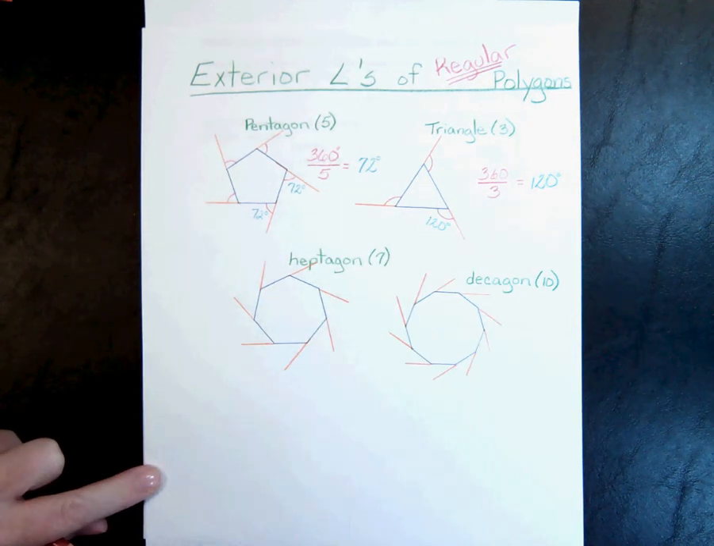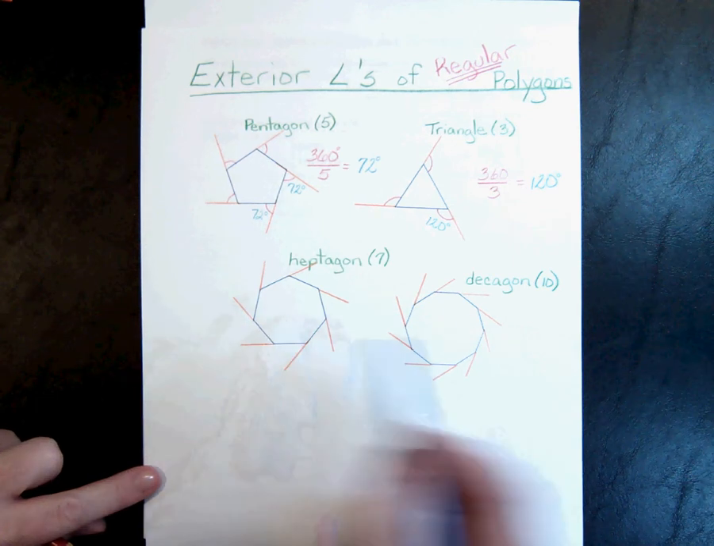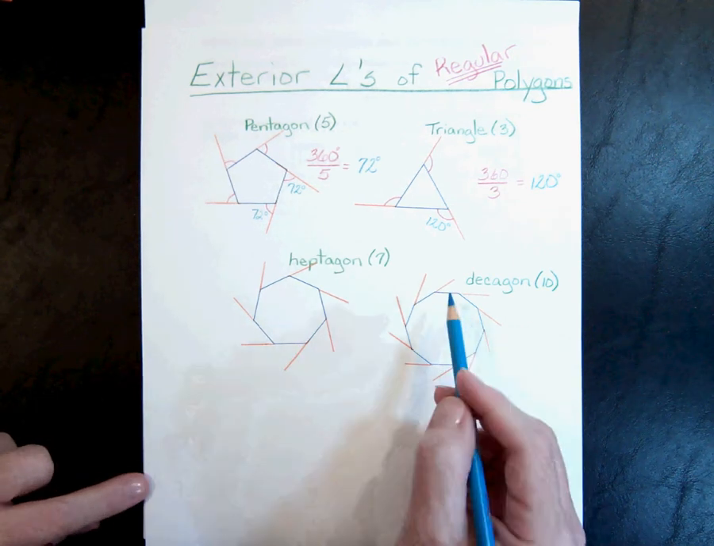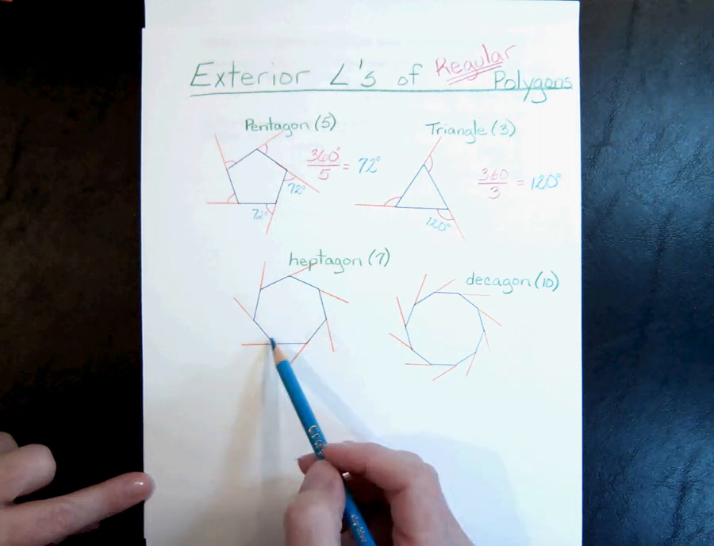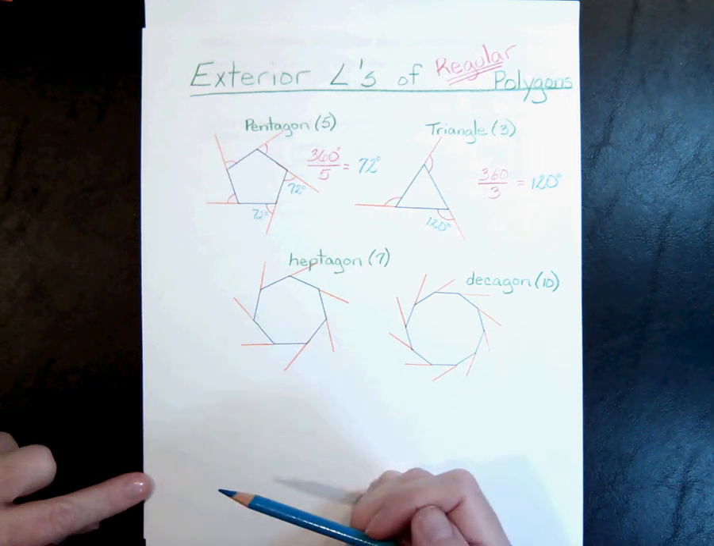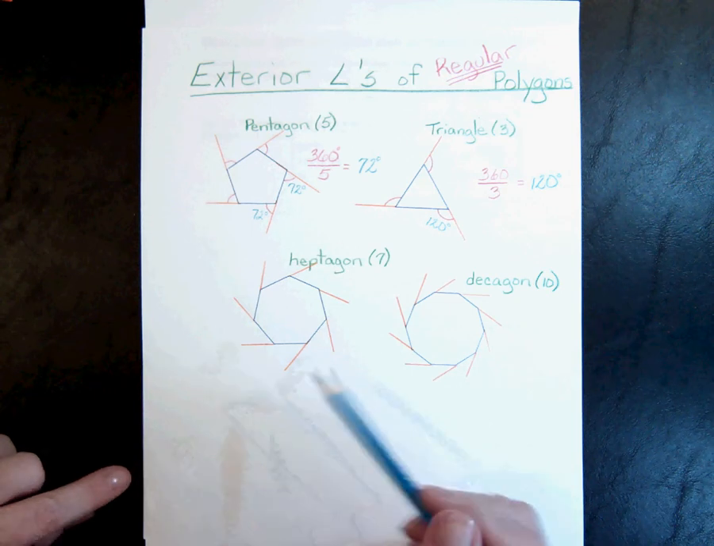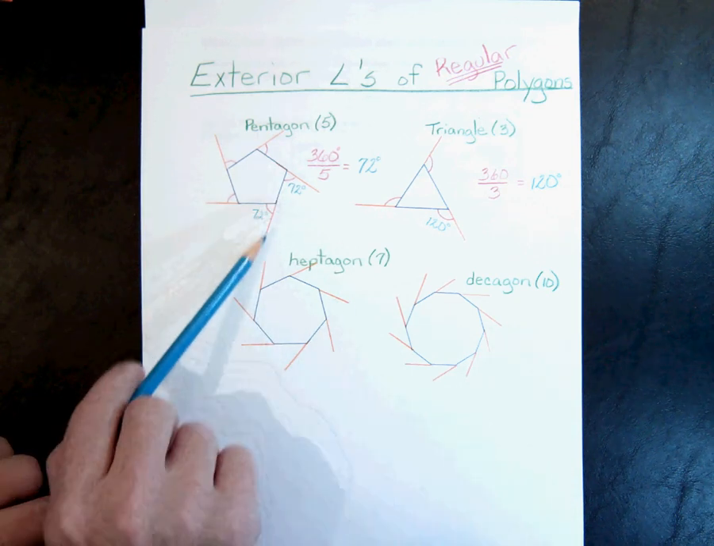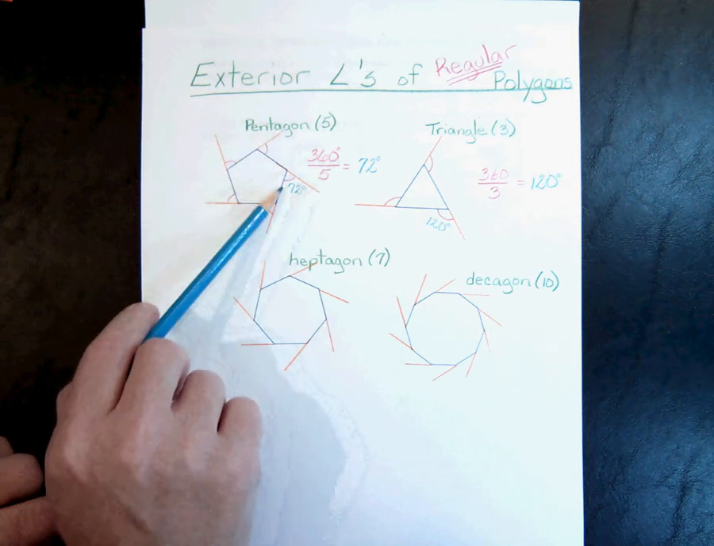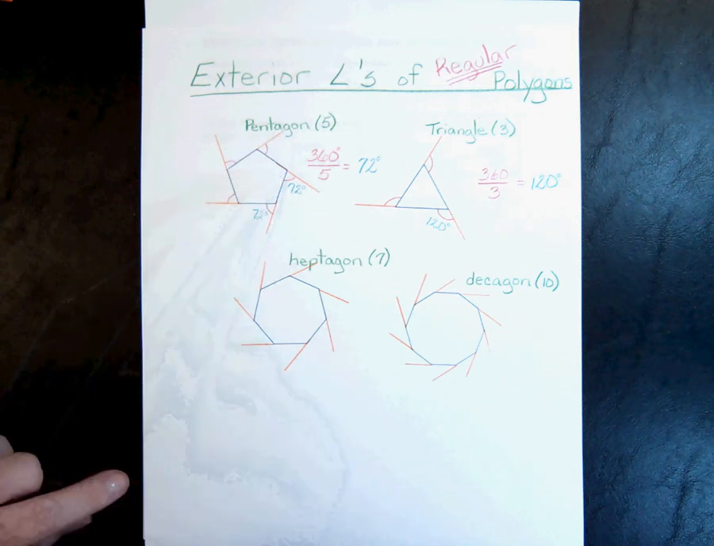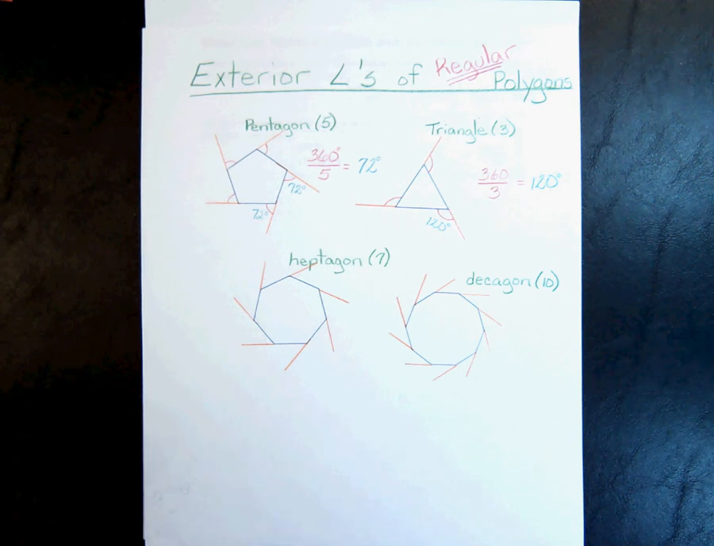Okay, and so on. 360 divided by 7 and 360 divided by 10. That would give you the measures of the exterior angles. So if these notes help you see the markings of the extensions forming a linear pair with the vertex, this is always going to total 360 degrees.